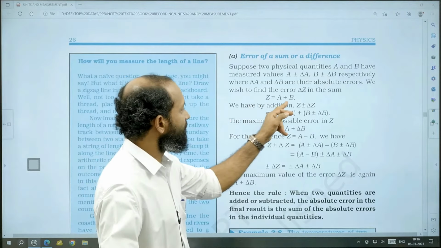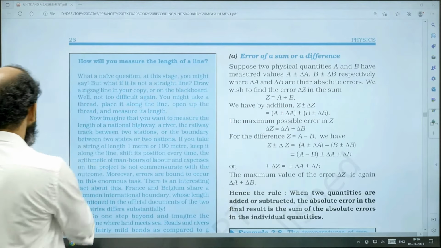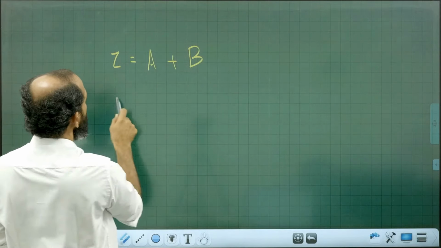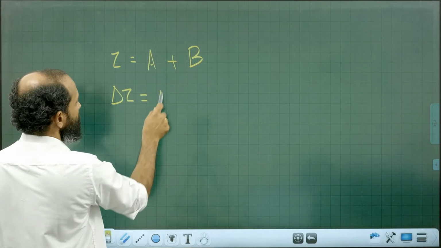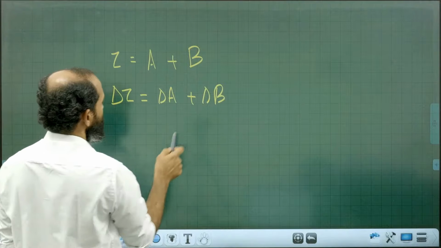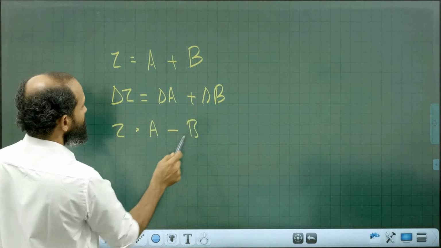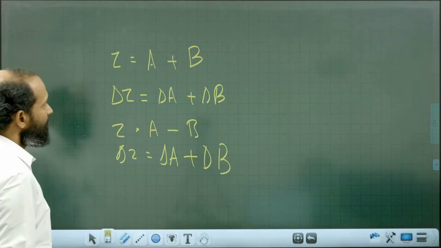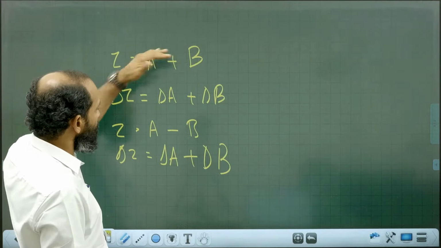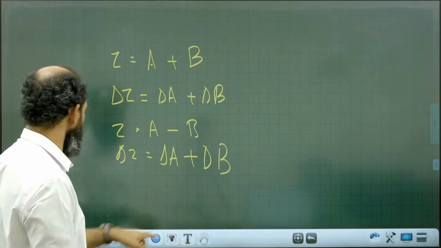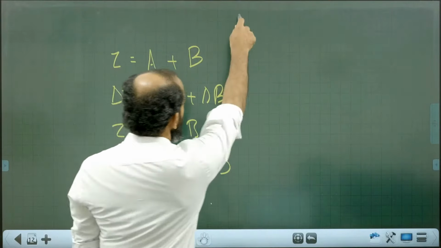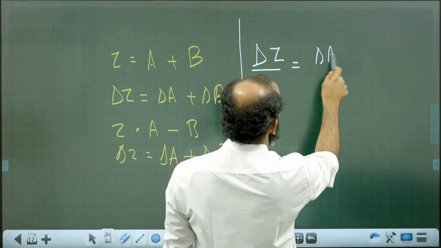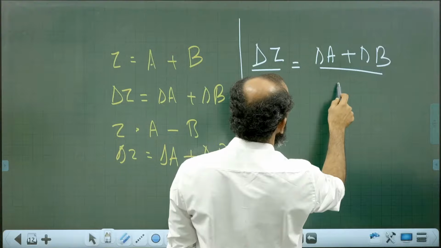In the sum of 2 quantities A and B, Z is equal to A plus B. Let me write it on the board. If Z is equal to A plus B, the absolute error delta Z is equal to delta A plus delta B. If Z is equal to A minus B, delta Z is equal to delta A plus delta B, still it is plus. So if quantities are to be added or subtracted, absolute errors are to be added. How to find the relative error in a sum or difference? Delta Z by Z is equal to delta A plus delta B divided by A plus B.